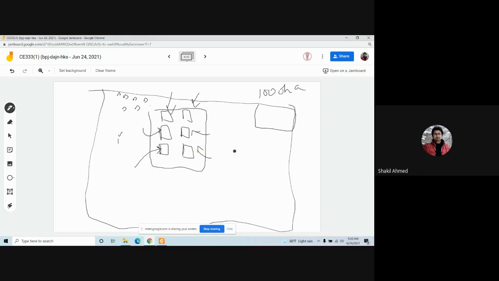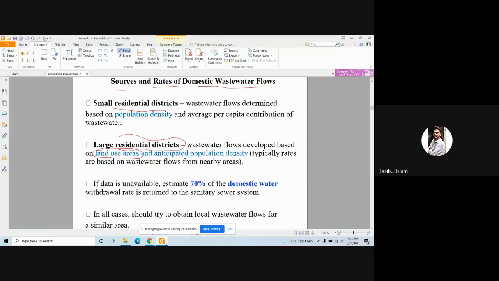then in 1 hectare, the population is X. Then in 1,000 hectare, the population is 1,000 into X, something like that. Clear? Yes, sir.